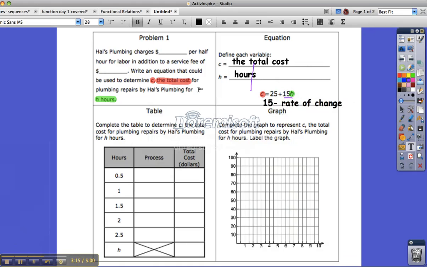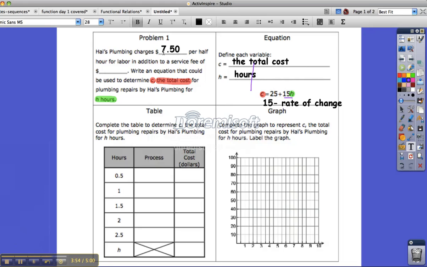So let's look over here and try to fill that in somewhere. House Plumbing charges blank dollars per half hour for labor. Uh-oh. It's talking about per half hour here. This is the rate of change. This is 15 per hour. So what do we need to do to find out the cost per half hour so we can fill it in here? So 15 divided by 2, because that would get me half of an hour. So 15 divided by 2 is $7.50 per half hour. So 15 represented that rate of change, the cost per hour. Now we have 25 plus 15 times H.